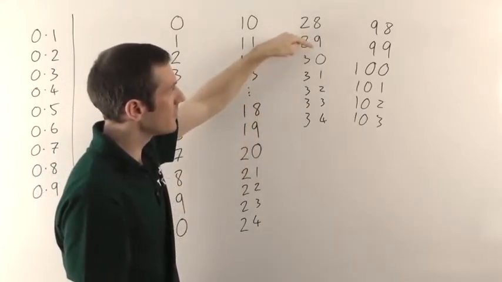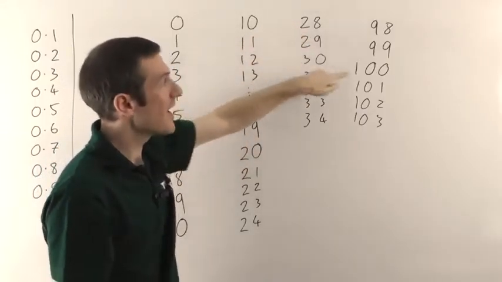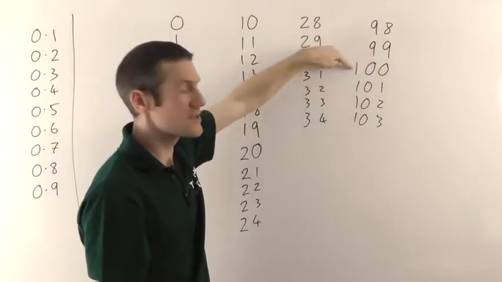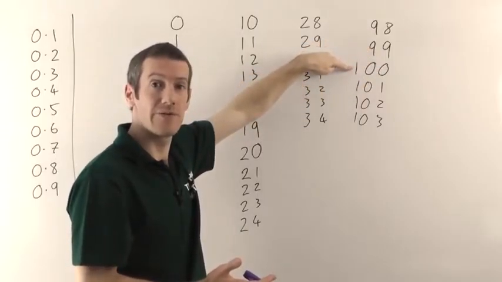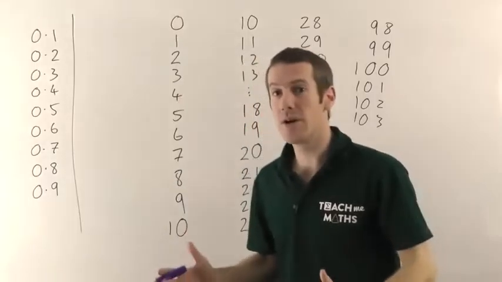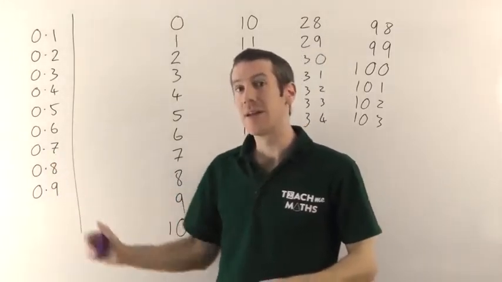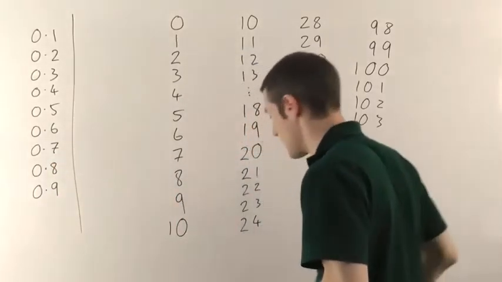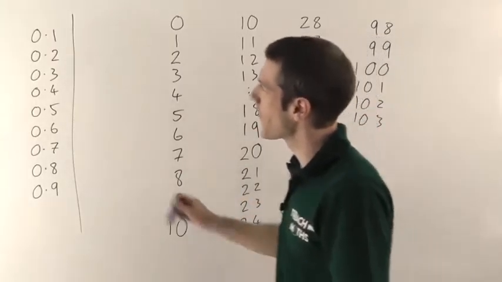It's only when a 9 rolls over that you need to change anything else. And if 2 of them roll over, you just keep changing the next one until it doesn't roll over anymore. So that's how it works. And with decimals, it works exactly the same. So let's have a proper look at this now.